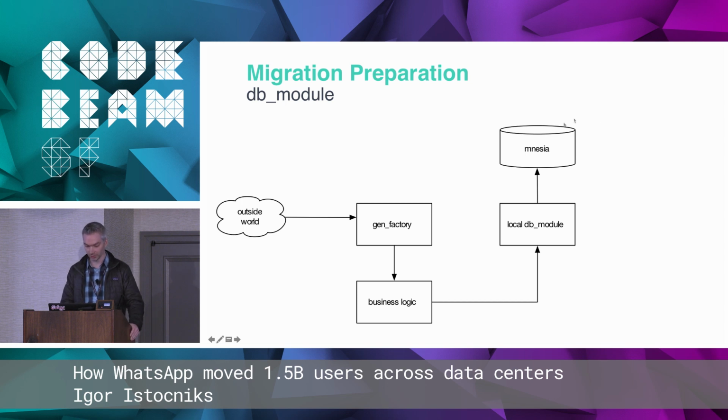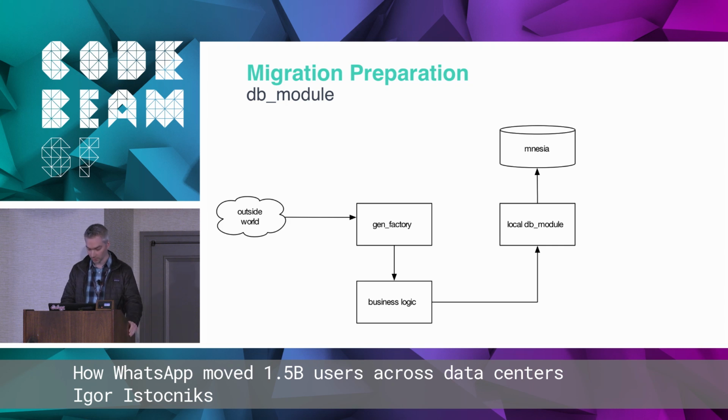We did this by introducing a module type, which we call DB module. And we said that now business logic doesn't talk to Amnesia directly anymore. It calls into DB module. DB module knows how to transform the business request to an Amnesia-specific request.